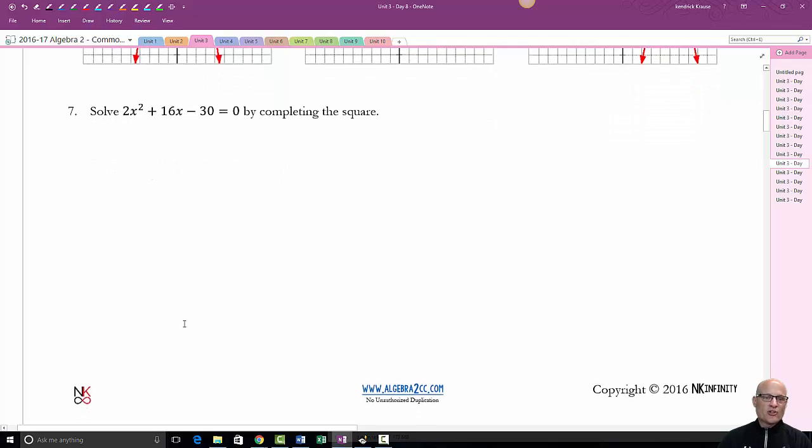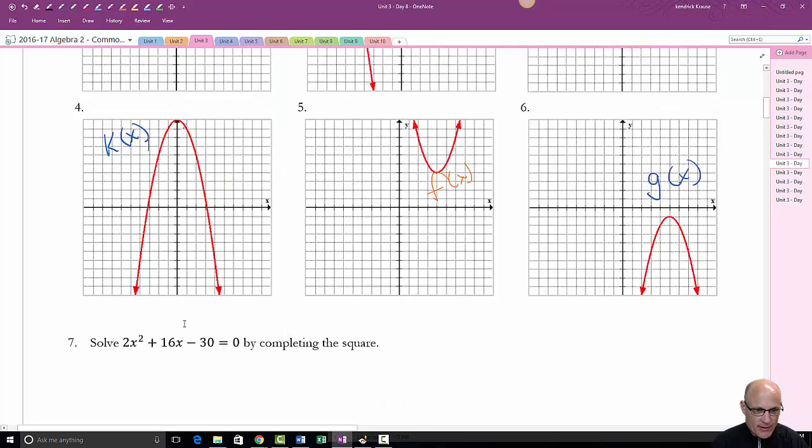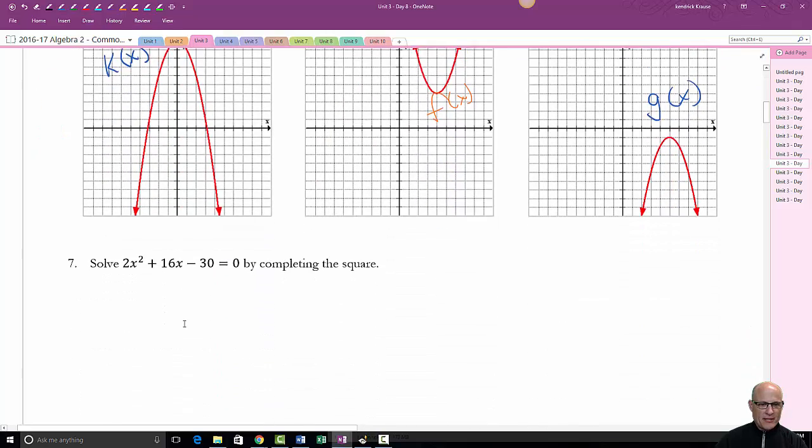Anyway, all right. So let's do a little review from yesterday. By the way, this all should be the warm-up. Page 1 is all the warm-up.